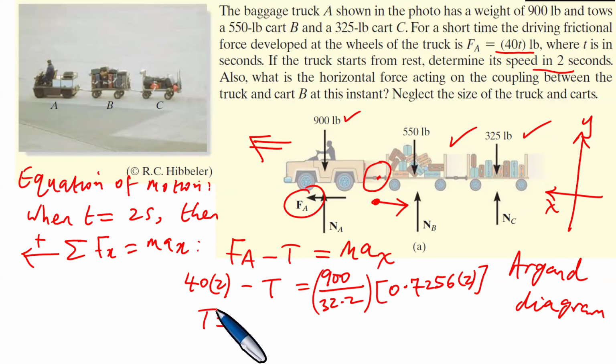Okay, so what is the tension? Use a calculator. You multiply this and take the T to the other side and subtract with the calculator, and you're going to get, actually, the tension is 39.4 lb. That's the unit of force.